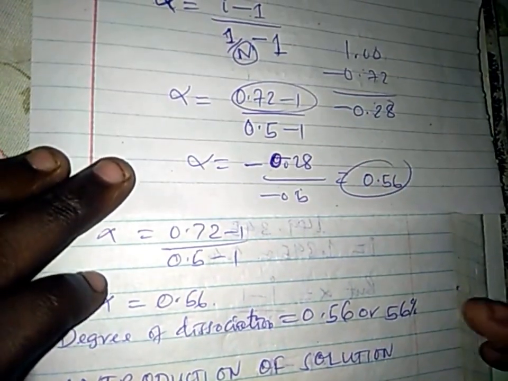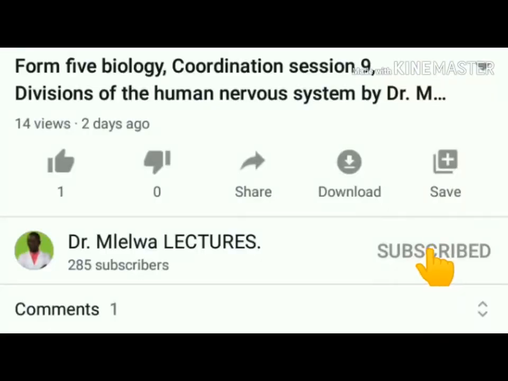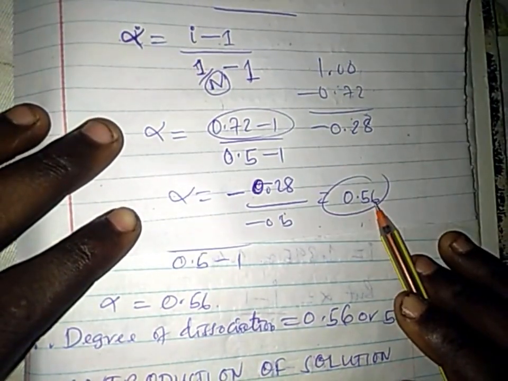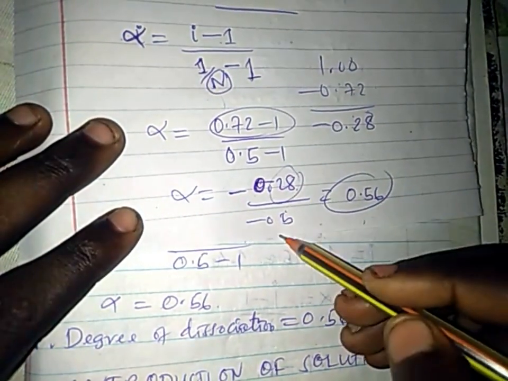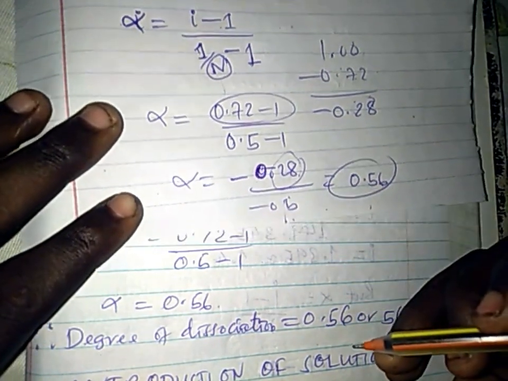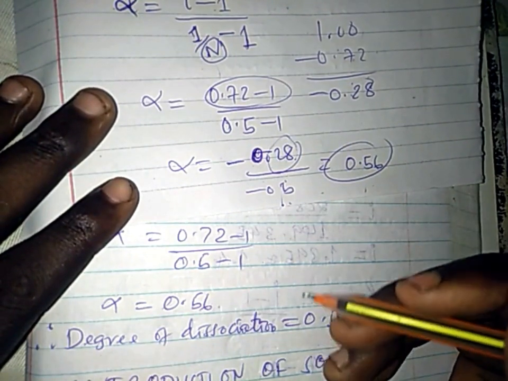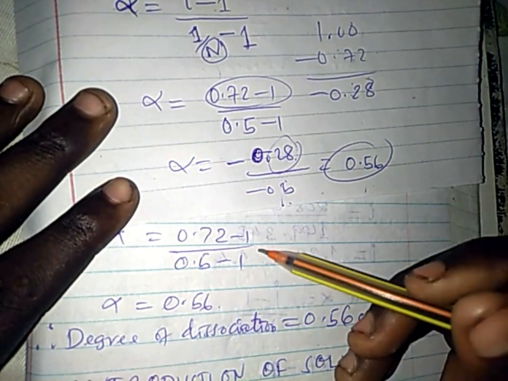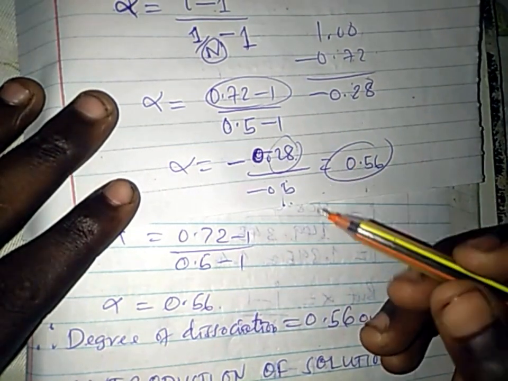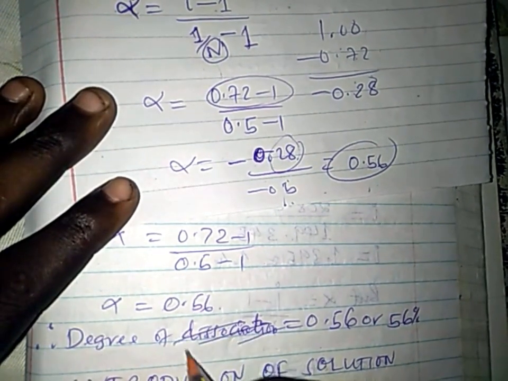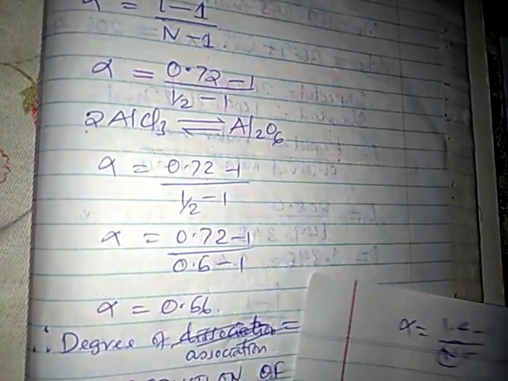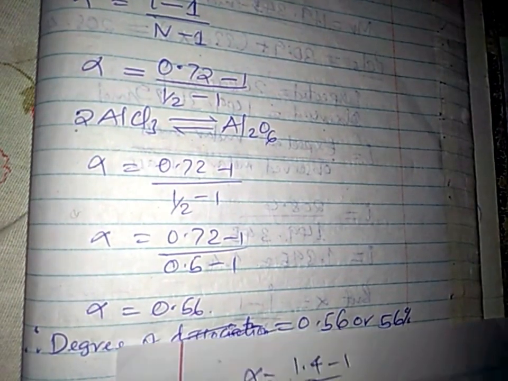0.56. Don't worry kama utapata jibu ambalo sio exactly kama hili. Actually unaweza usipate jibu hili. I think kulikuwa kuna mistake katika kucompute data. Might be ziliingizwa tofauti. Lakini this is the degree of association, not dissociation. So yeah, it's like that way.